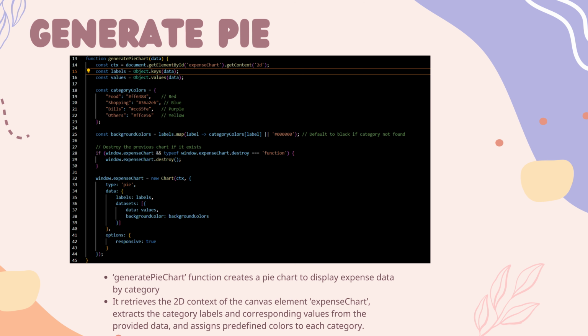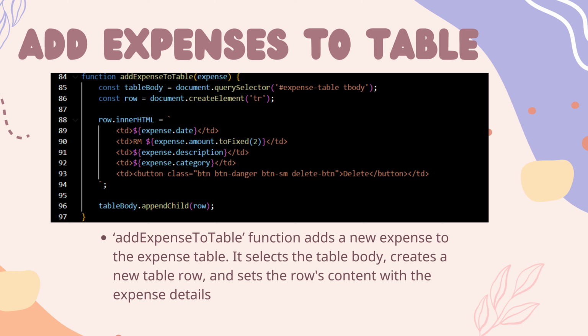This code is the generatePieChart function, which creates a pie chart to display the expenses data by category. It retrieves the 2D context of the canvas element expensesChart, extracts the category labels and corresponding values from the provided data, and assigns predefined colors to each category. If the chart already exists, it will be destroyed to make way for the new one. The function then uses Chart.js to create a new pie chart with the specified labels, values, and colors, ensuring the chart is responsive to different screen sizes. This visualization helps the user quickly see how their expenses are distributed across the different categories.